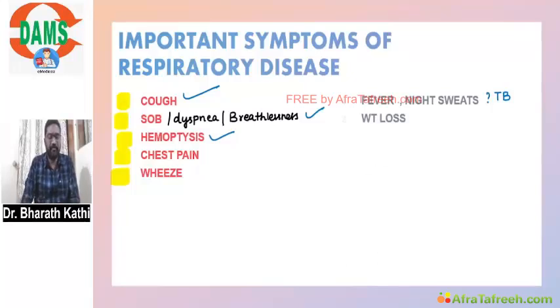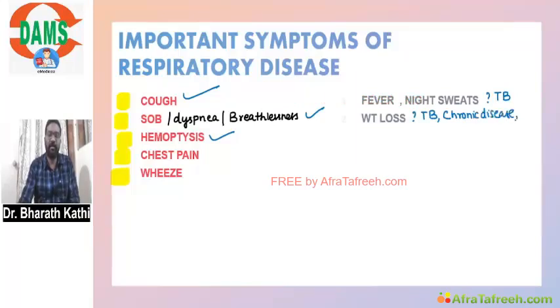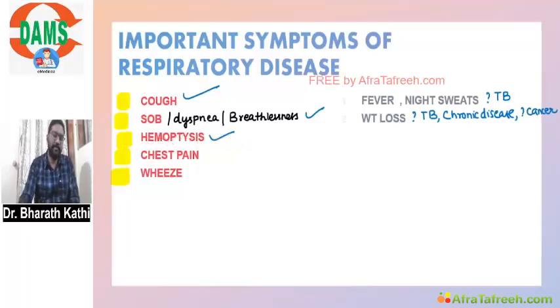Then weight loss. It is a cardinal manifestation of tuberculosis, chronic respiratory disease, and very importantly, any underlying malignancy. So if there is weight loss, one can think of tuberculosis, a disease of respiratory system of chronic duration, any possibility of malignancy. Then hoarseness of voice.